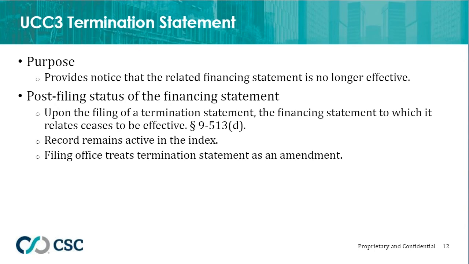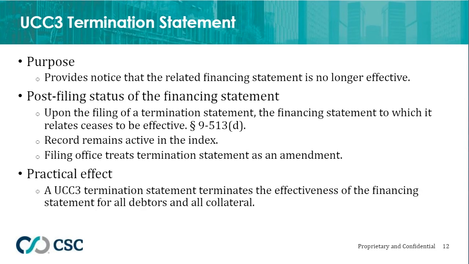Termination doesn't trigger any filing office duties. All they have to do is index it as an amendment so it shows up on a search. Part of the issue is the filing offices do not know whether a termination statement was authorized and therefore effective. So they just file it, and they continue to maintain that financing statement until it lapses by time. And that means that they will continue to file amendments after that termination has been filed. It's up to the searcher to determine what the effect of any termination statement is.